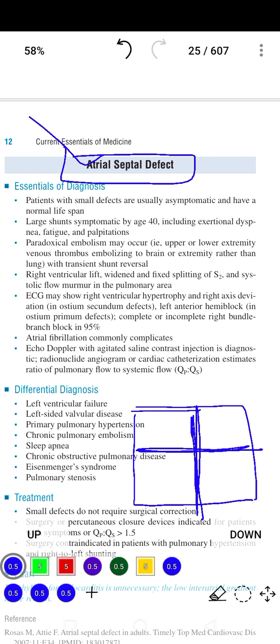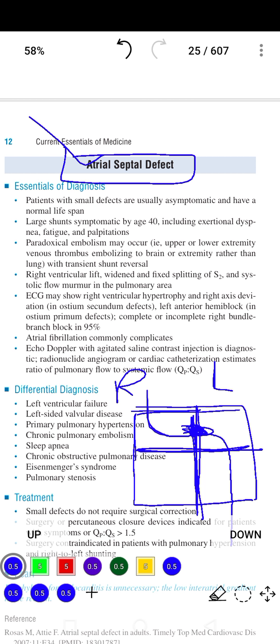Now this is the heart, and this is the right side of the heart. This is the left side of the heart. This is the septum which divides the two atria. Here a defect develops, known as atrial septal defect. So what happens? Blood from the right side of the heart goes into the left side of the heart, and then the left ventricle and then the aorta.